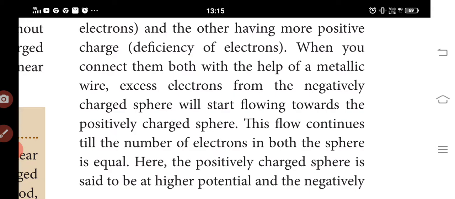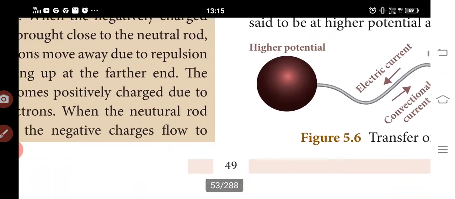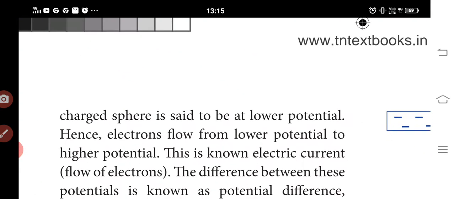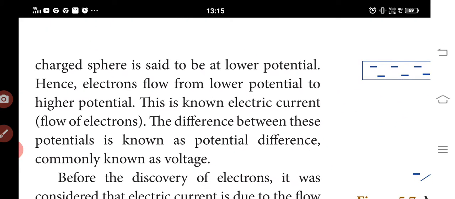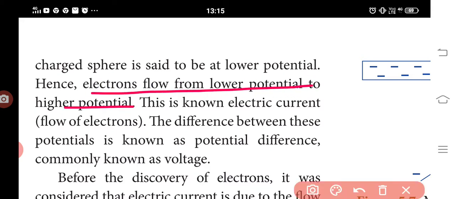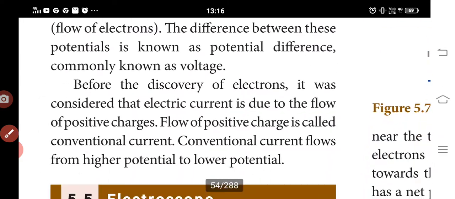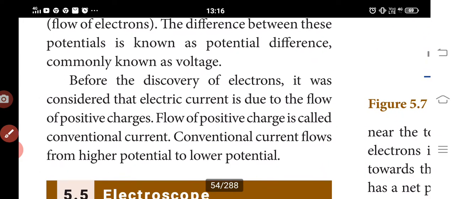Here, the positively charged sphere is said to be at higher potential and the negatively charged sphere is said to be at lower potential. Hence, electrons flow from lower potential to higher potential. This is known as electric current. The potential difference is commonly known as voltage. Before the discovery of electrons, it was considered that electric current is due to the flow of positive charges. Flow of positive charges is called conventional current. Conventional current flows from higher potential to lower potential.